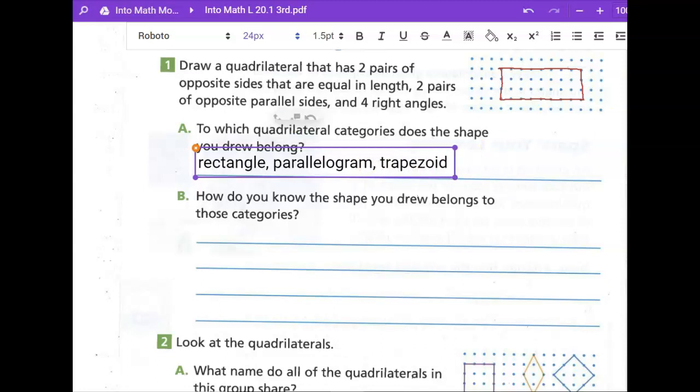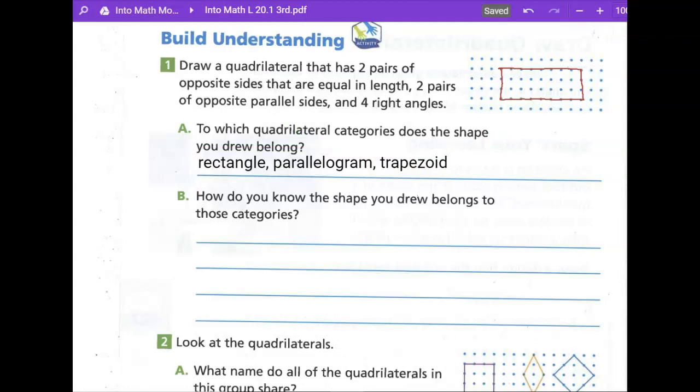The criteria for a trapezoid is 4 sides, 4 angles, and at least one pair of parallel sides. At least one pair of parallel sides. And a trapezoid has all those. Okay? Here we go. B. How do you know the shape you drew belongs to these categories?